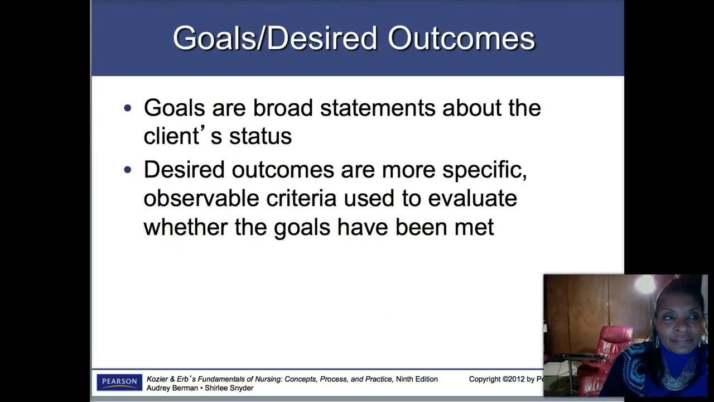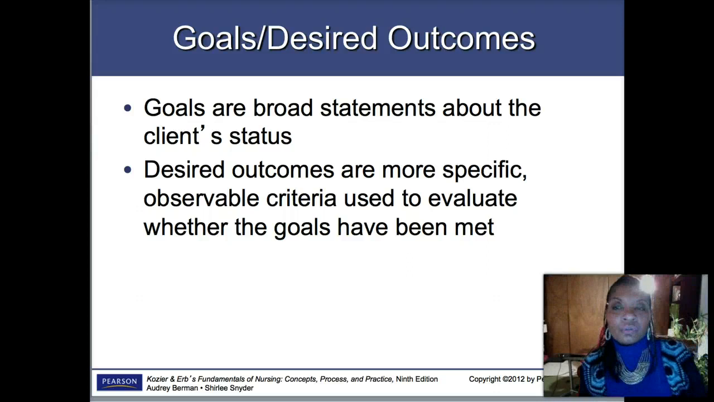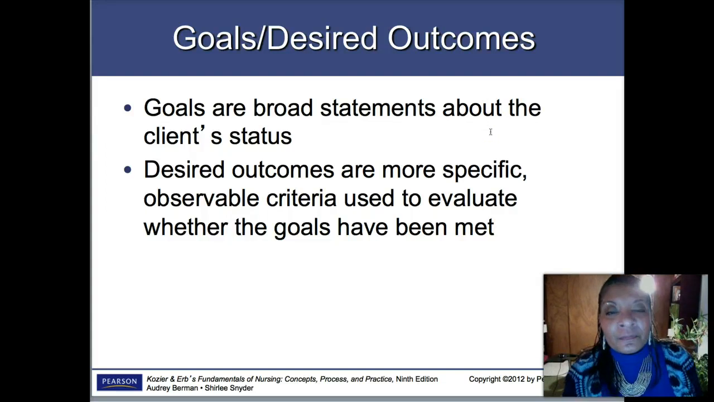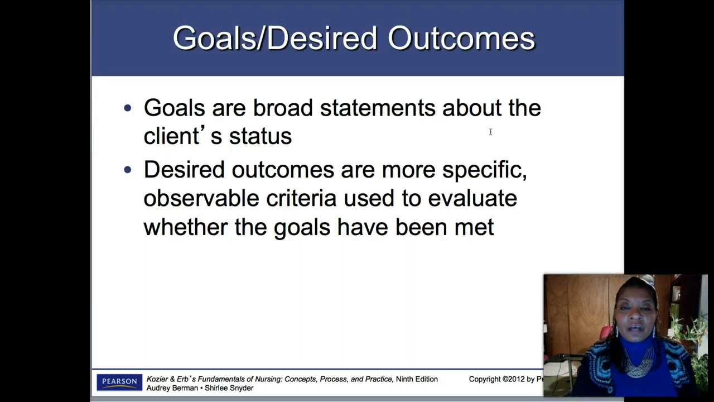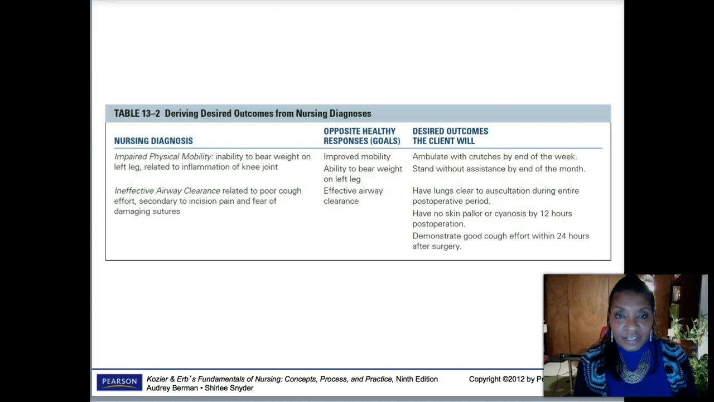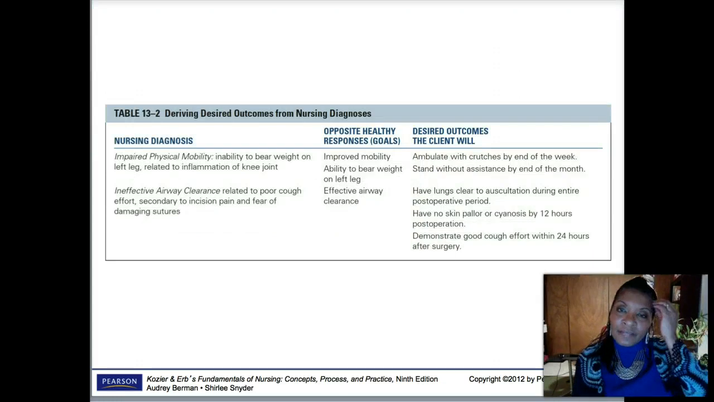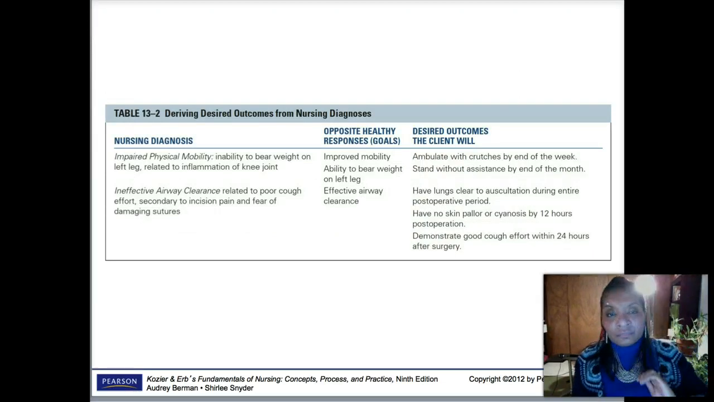So when we're planning, we're setting goals, and your goals are broad statements about the patient status and the desired outcomes that you want to have. And once you set a goal, you have to provide the interventions to reach the goal, but then you have to reevaluate and reassess to determine if your desired outcomes are being met. And this is an example of an outcome, or deriving an outcome for nursing diagnosis.